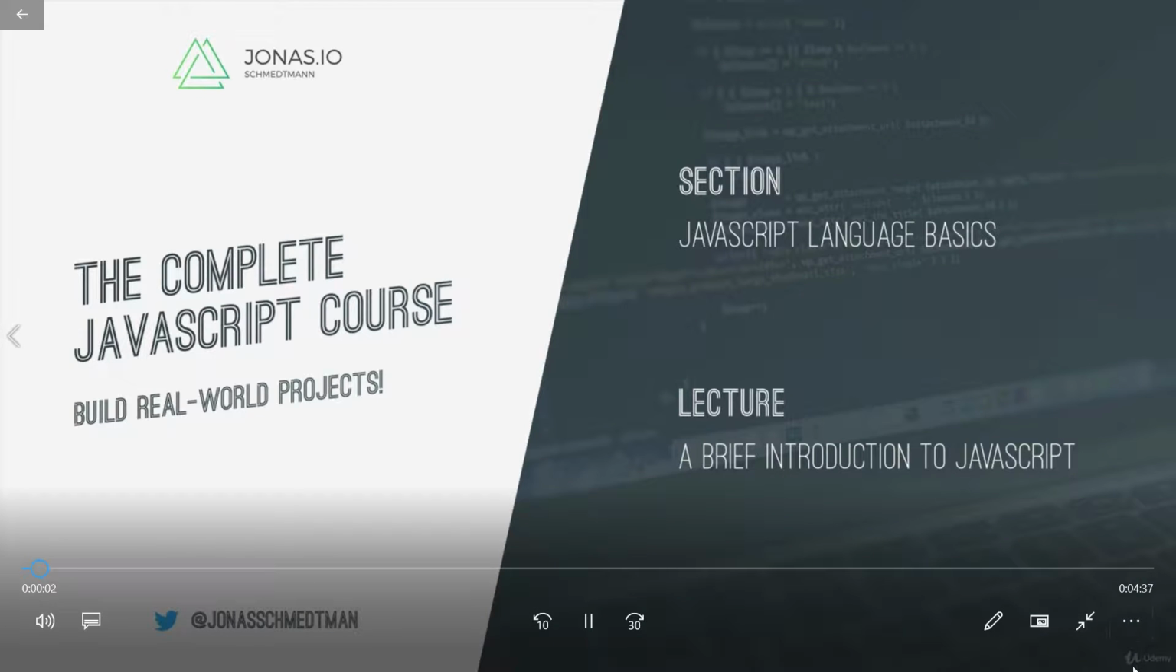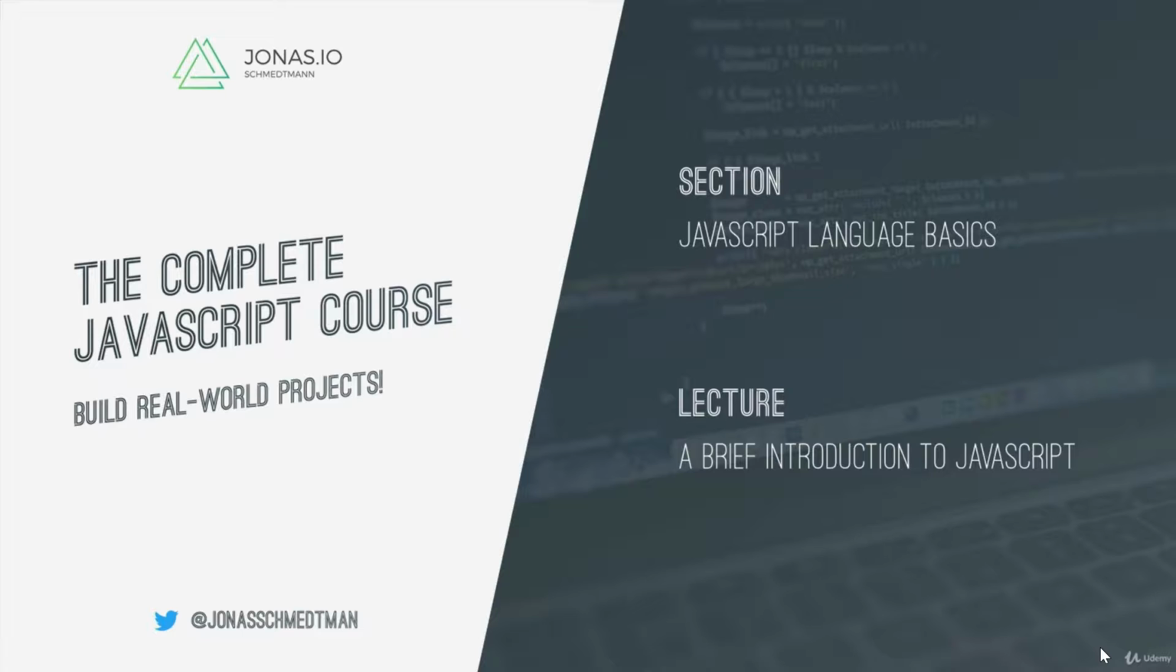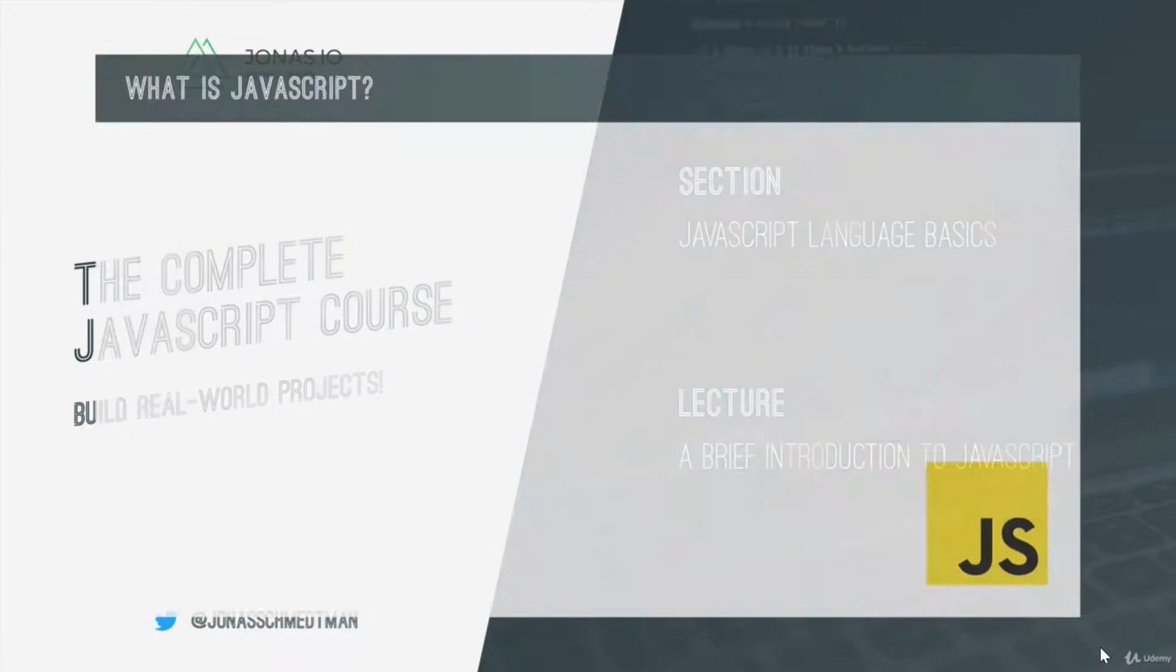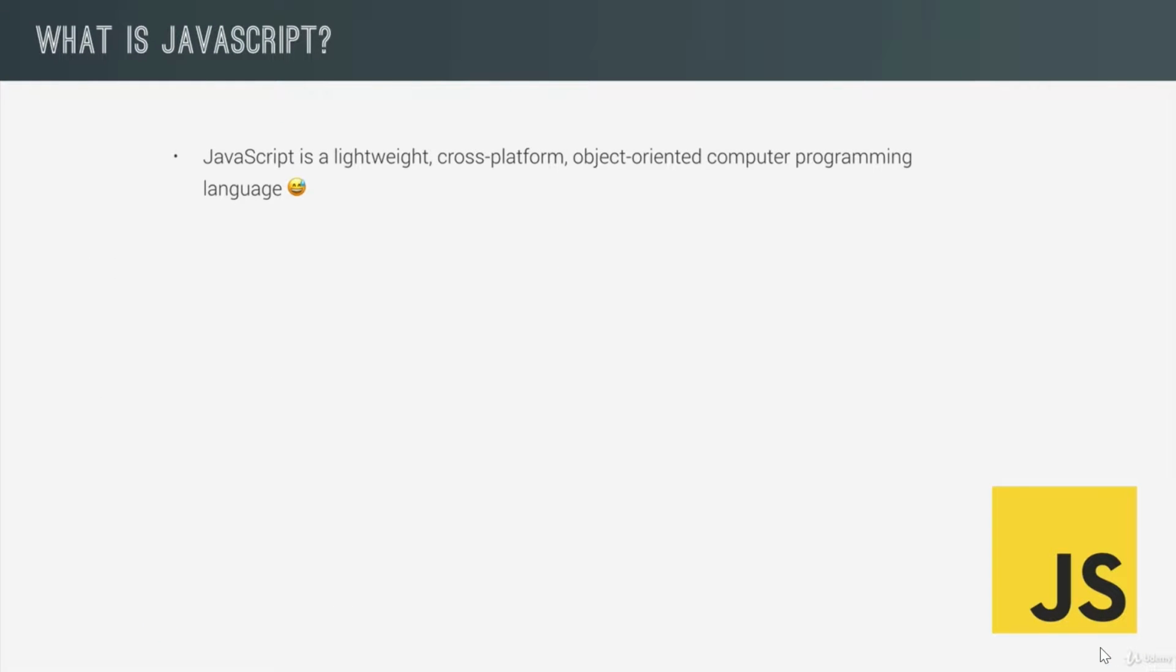So you already coded a line or two of JavaScript, but what exactly is JavaScript actually? Well, that's what we're going to look at in this video, and in this lecture we will set the stage for the rest of the course, so it's really important that you follow this one until the end, alright? So, per definition, JavaScript is a lightweight, cross-platform, object-oriented computer programming language.